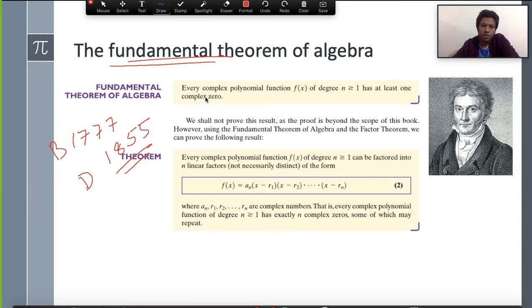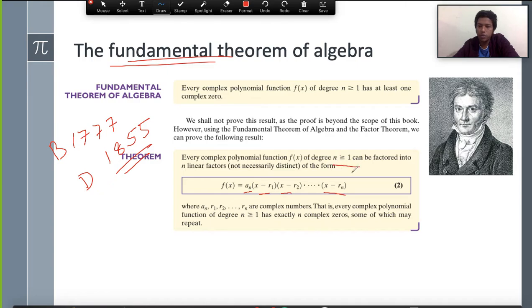They said it this way: for every polynomial function f(x) of degree n greater than or equal to 1, there is at least one complex zero. This proof is not given here in the book, but one of the illustrations in this book is this: every polynomial function f(x) of degree n greater than or equal to 1 can be factored into n linear factors. So n linear factors means this is one factor, this is another factor, this is another factor. These are called n linear factors.